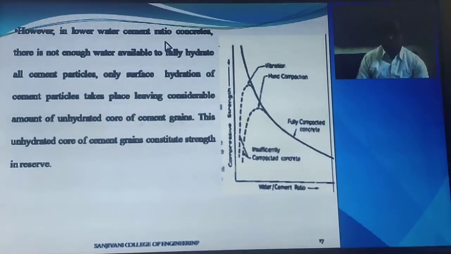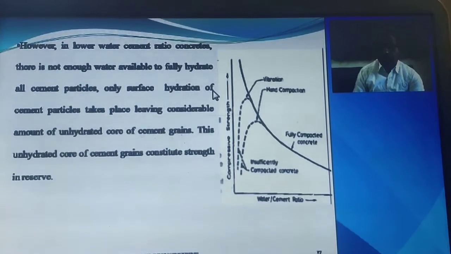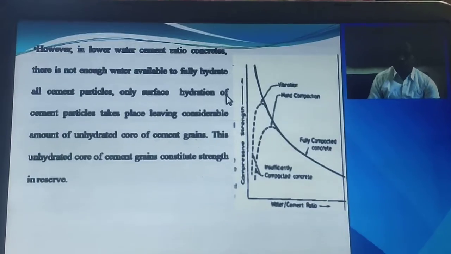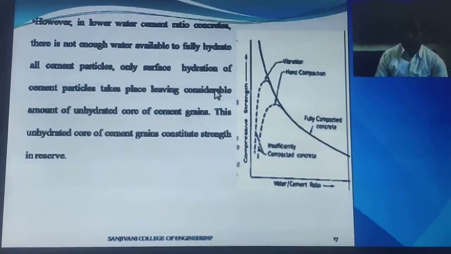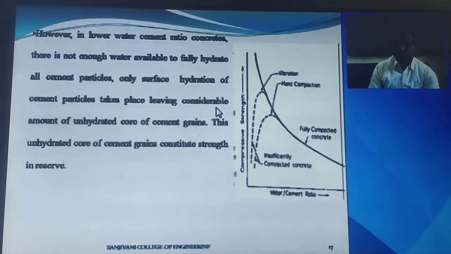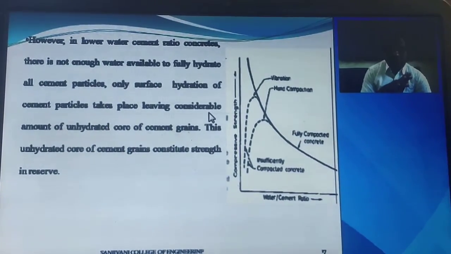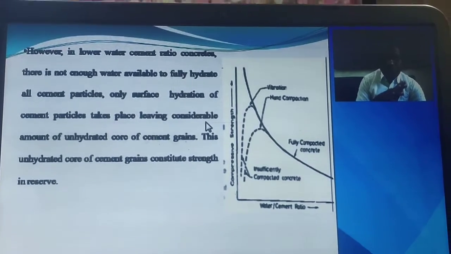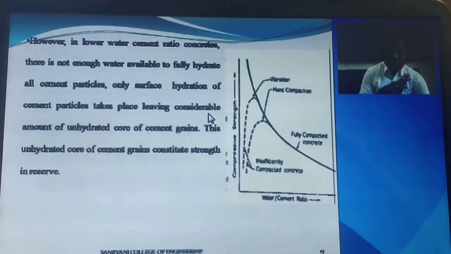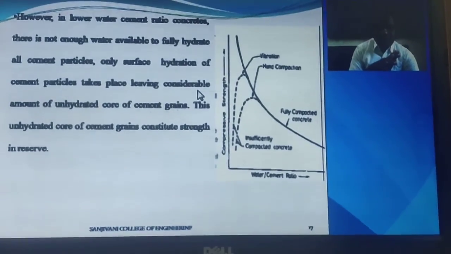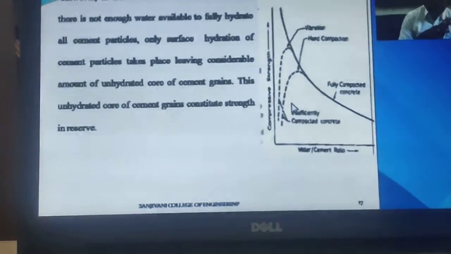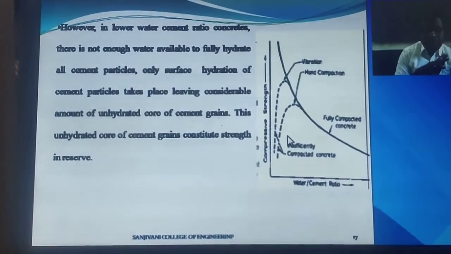However, in low water cement ratio concrete, there is not enough water available for full hydration of cement paste. So only surface hydration of cement paste takes place, and some part of the cement remains unhydrated. This unhydrated core of cement gains strength in a reverse manner. Thus we conclude that if the water cement ratio is low, the strength of the concrete is more, and we can produce durable concrete.